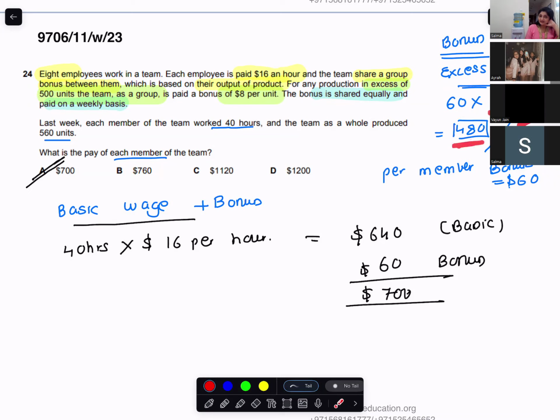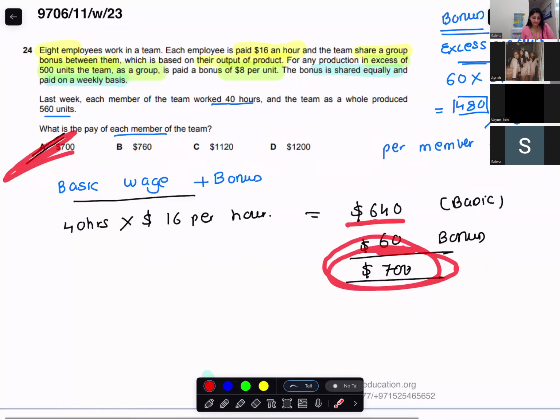It is going to be shared equally by the members. So I have 8 members. So the bonus per member is 60. I want to know the pay of each member. Pay of each member will be basic plus bonus. Basic is 40 hours into 16 per hour. So it's 640 and the bonus is 60. So each member is going to receive 700.